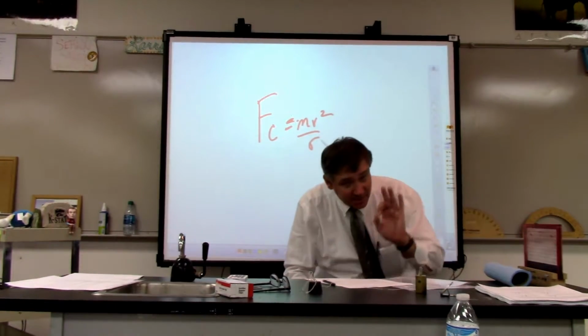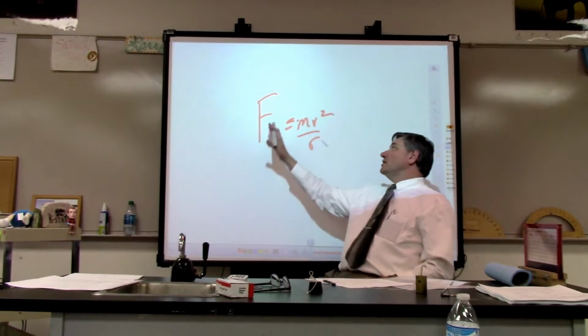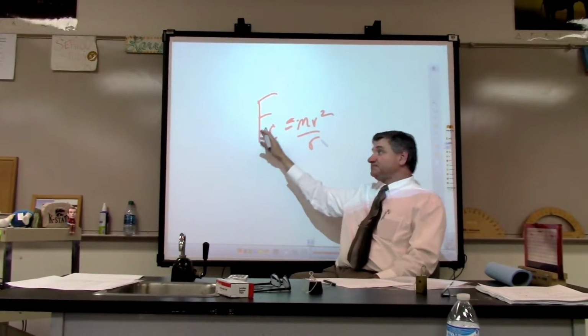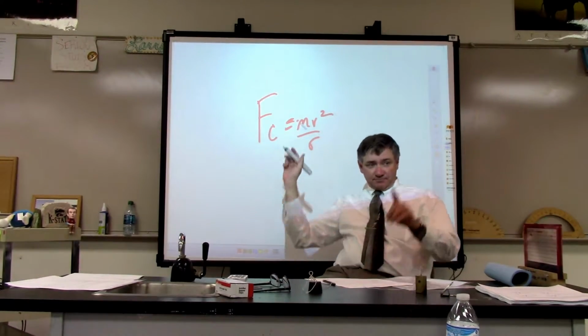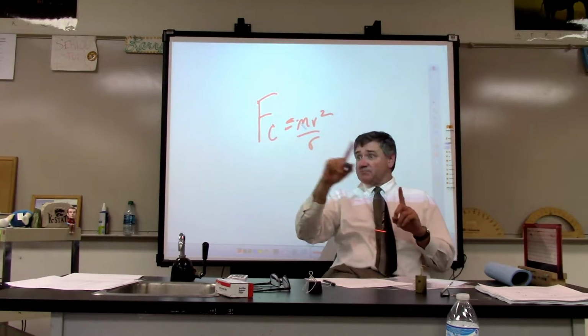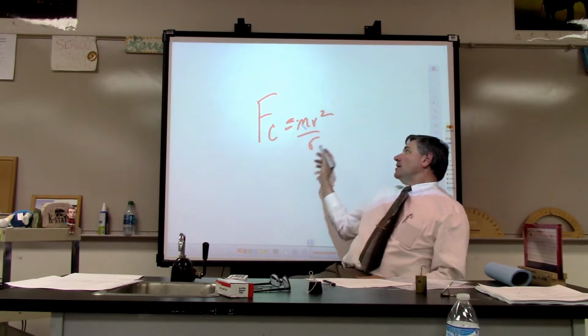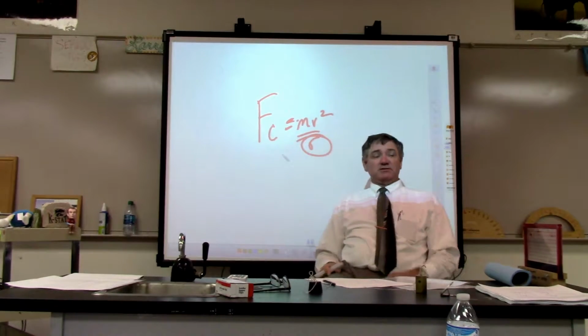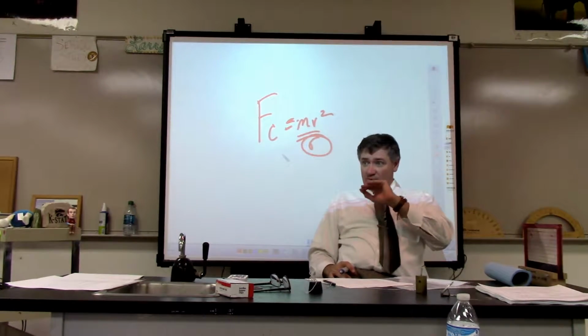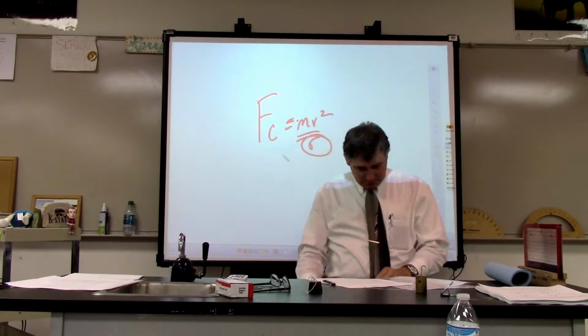So basically we can control three different variables. We can control centripetal force, we can control mass, and that's going to be the mass of what's being swung around on the end, okay? That's going to be important. And then we have the radius. So those are the three variables that we're going to control.